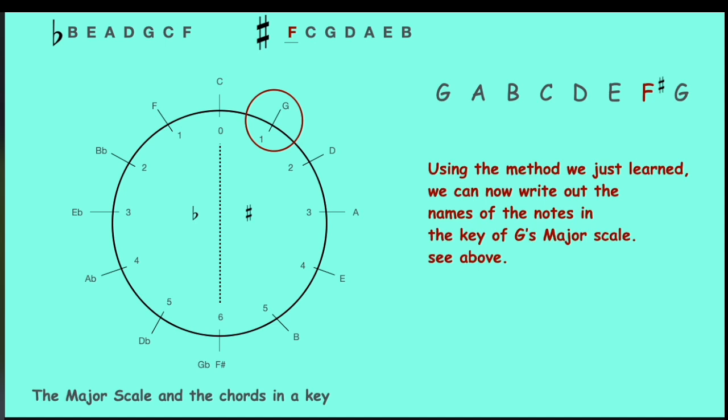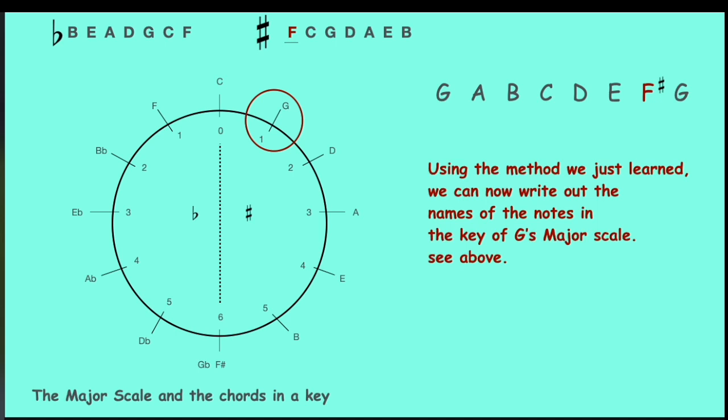G, A, B, C, D, E, F sharp, G. The key of G has one sharp. The note is F sharp. And you can see that's what we did. Now, this spells out the G major scale. Each letter represents a note in the G major scale. Do, re, mi, fa, sol, la, ti, do. G, A, B, C, D, E, F sharp, G.